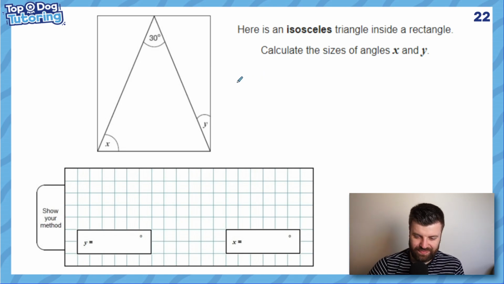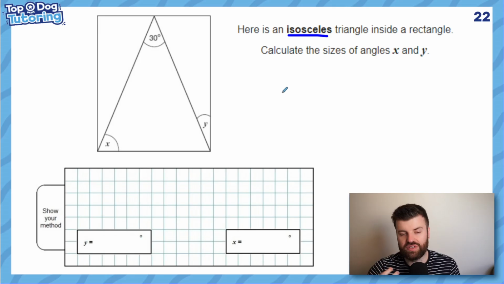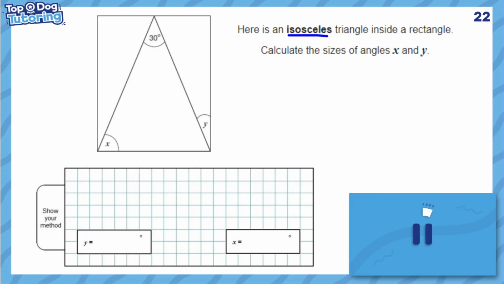Here it is then. I love this question. Here is an isosceles triangle inside of a rectangle. Calculate the sizes of angles X and Y. You need to know what an isosceles triangle is. You need to know the features of inside angles of a triangle and also of a rectangle. I'm going to leave you to have a go at this question. You might be thinking, what on earth do I do? Well, wait for me to go through. If you think you know, have a go first.